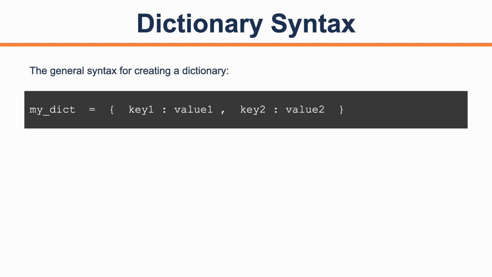Now, let's look at the syntax. A dictionary is written using curly braces. Inside those braces, each key is followed by a colon, then its value. When you have more than one pair, you separate them with a comma.